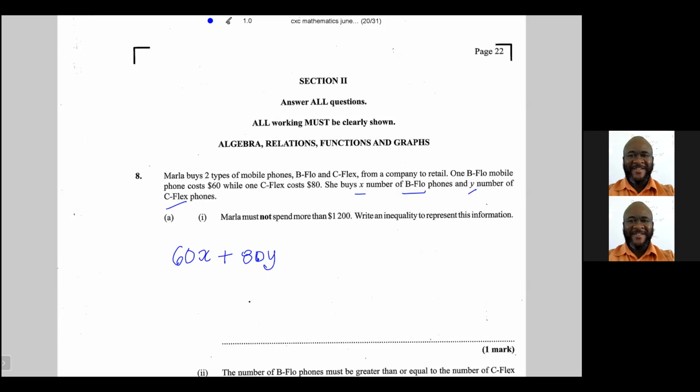Now, the amount of money Marla spends must be less than or equal to $1,200. Because remember, Marla must not spend more than 1,200, meaning she can spend up to that amount, but she must not spend more.